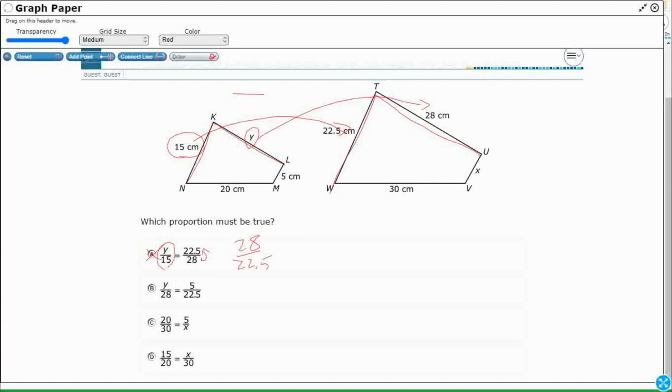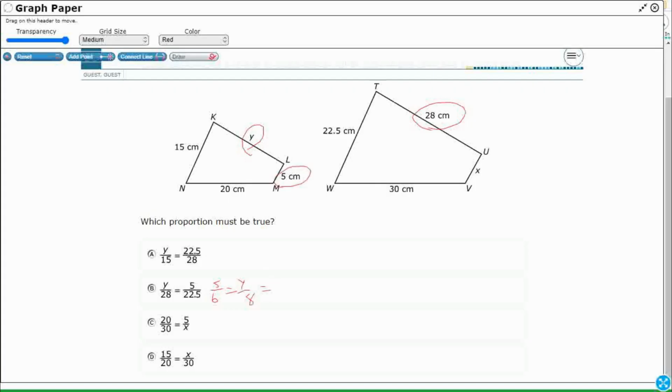So let's look at y over 28. Okay, so now, right, they had the same sides, right? So they had the small to the big, right? So they did that y to the 28, that's fine. So then this 5, that's the small, would need to go to that x. And you see that 22.5 has nothing to do with it. That's the wrong side. So that 5 would work if it was the x because those are corresponding sides. So it's not A, it's not B.